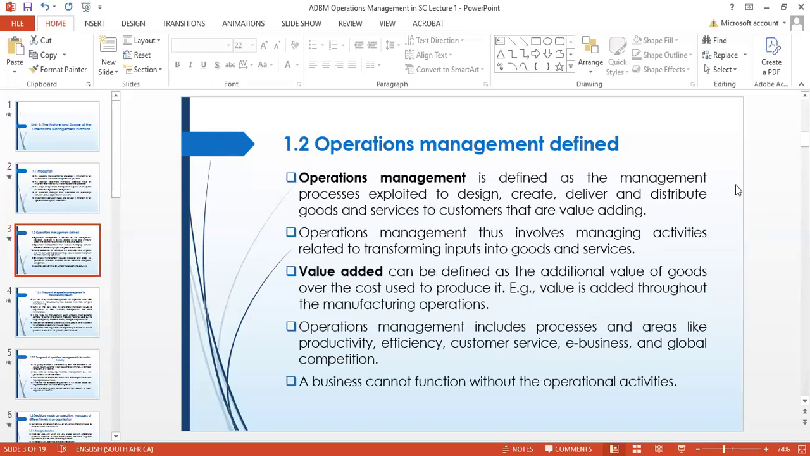Okay, so we also need to define operations management. We need to understand it because this is an introductory unit, right? So we are talking of the management of those processes within an organization, or within the operations department, that are used to design, create, deliver, and distribute goods and services to the customers, to the clients. And these goods and services are value adding. They're going to add value to the customers. So we have a lot of activities that are used to change inputs into outputs.